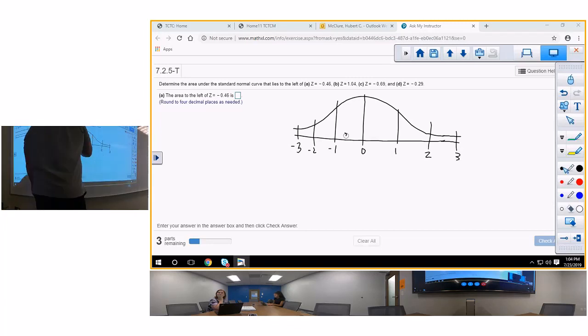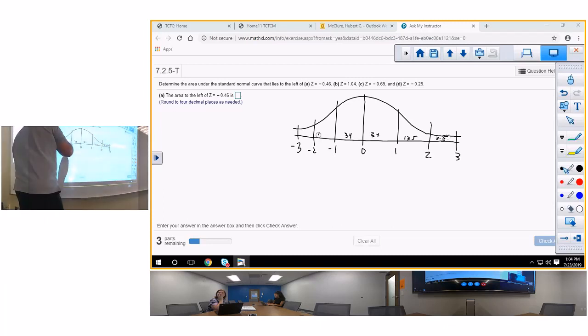And 34, 34, 13.5, 2.5. I'm not doing that 2 point, I'm just doing 13.5 and 2.5. Okay, that's from Unit 1. That's the empirical rule. We've done it like 5,000 times.